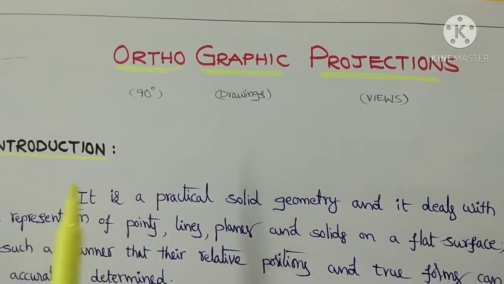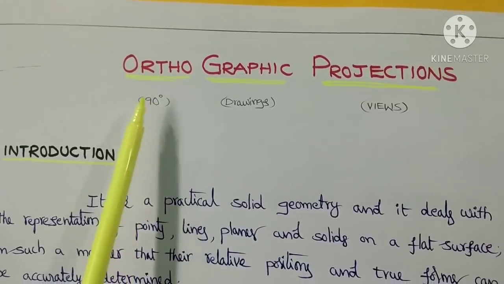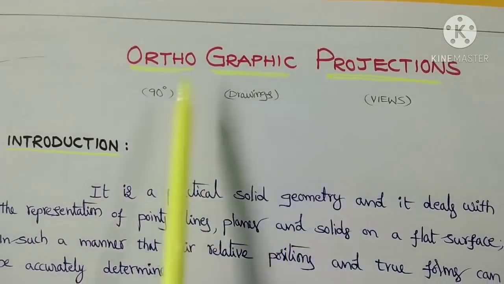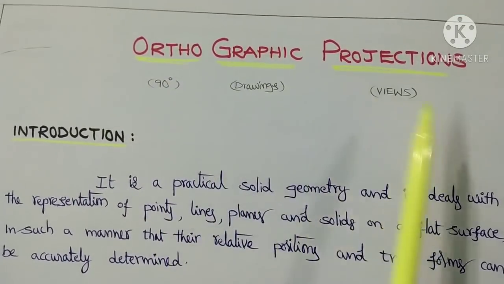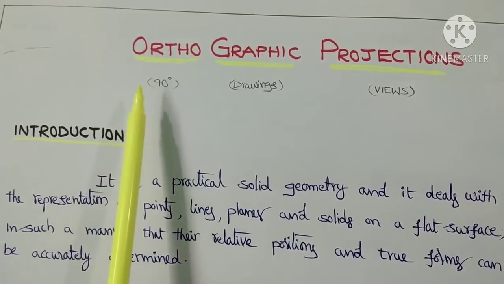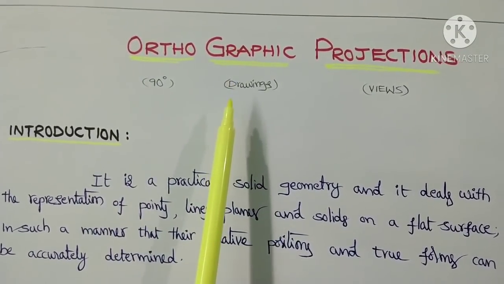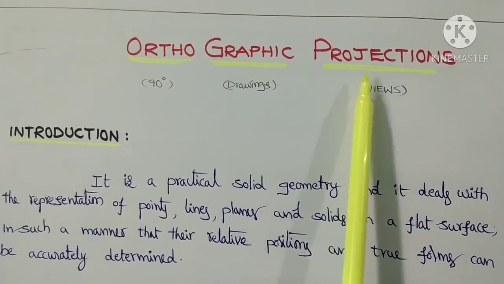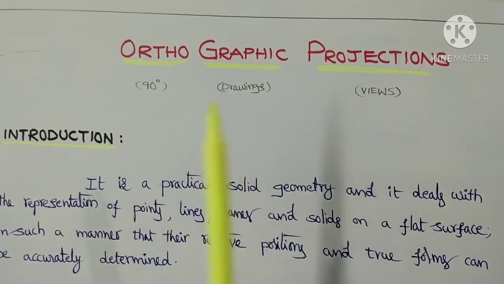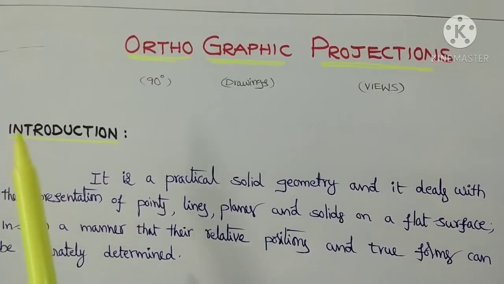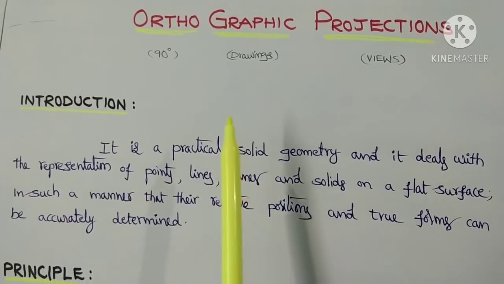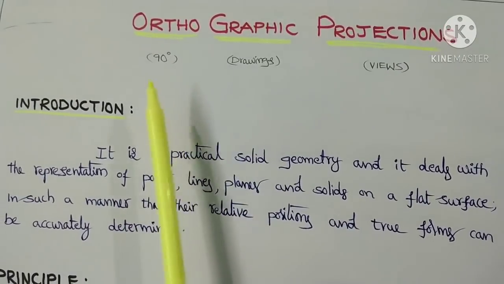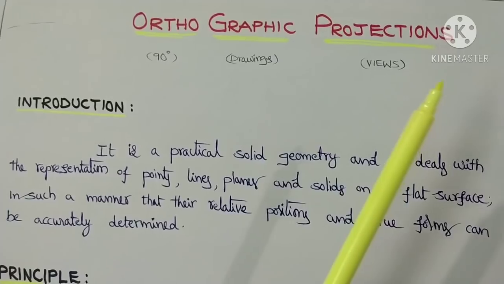And now we can move to the concept. Coming to the title of this topic, that is orthographic projections. Ortho means 90 degrees. Graphic means drawings. Projections means views. So the complete meaning of orthographic projection is right angle drawing views.